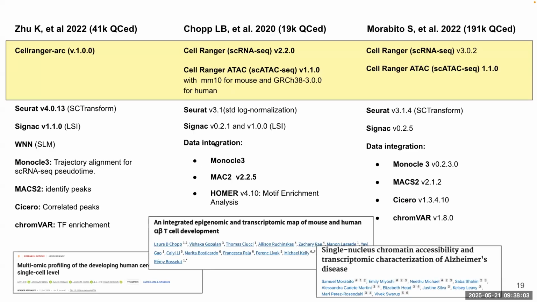While the authors of the second article did a really manual data integration, they used Monocle3, MACS2, and Homer. In the third article, they used almost the same tools: Monocle3 and MACS2, but with Cis-0 for the motif enrichment, together with Chromatin. Chromatin was also used, as you can see here, with the first author.